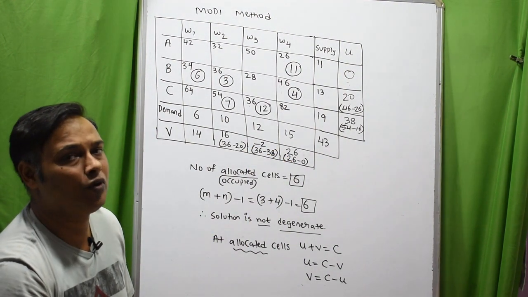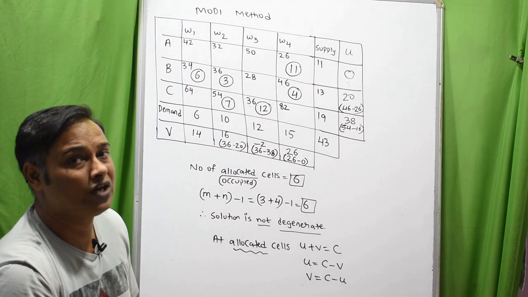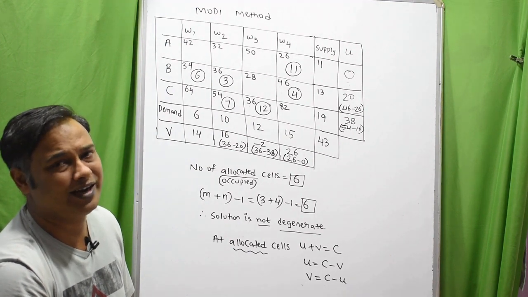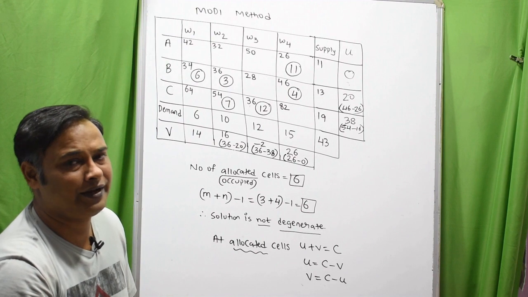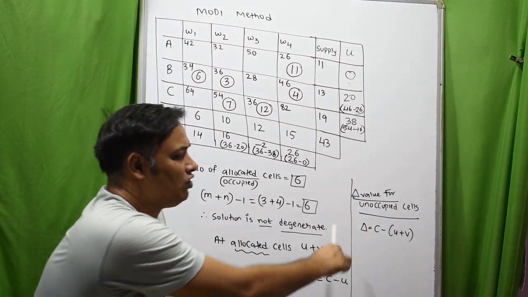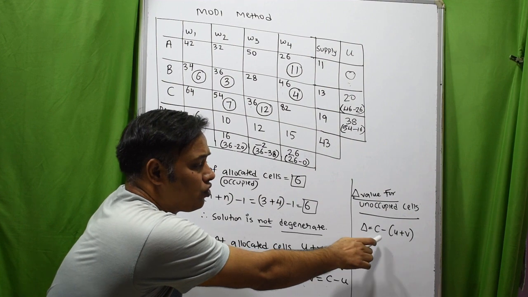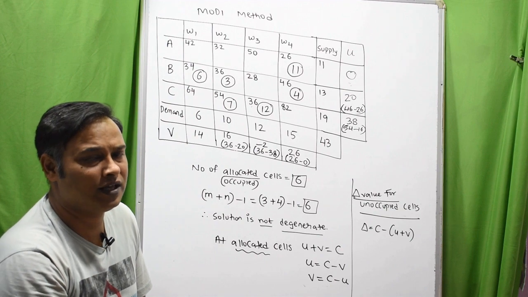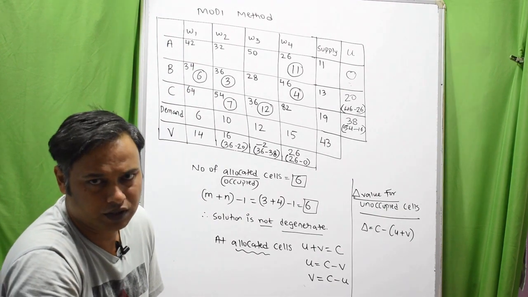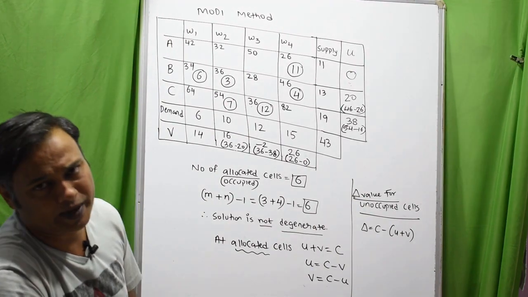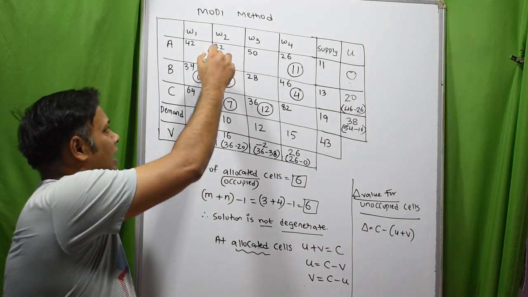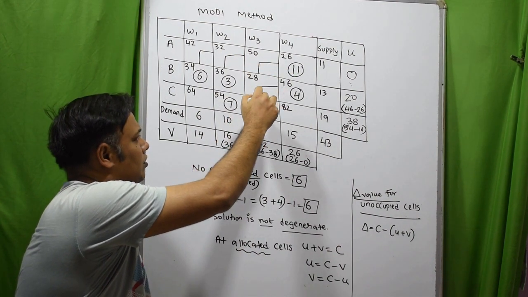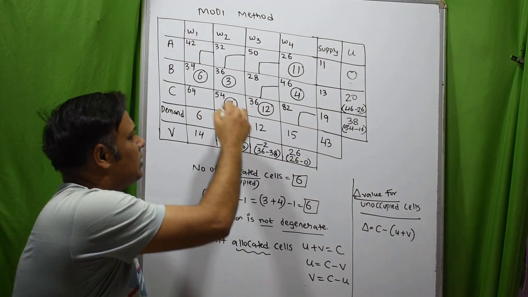And now I will jump on the unallocated cells, that is the unoccupied cells. For unoccupied cells, we are going to use a formula to calculate the delta value, which will be the indicator whether this is the best solution or not. Now the delta value for an unoccupied cell will be delta equals cost minus (u plus v). This we calculate just for the sake of finding out whether my given solution is optimal or not. Now let us calculate the delta values for unoccupied cells, and I will write those delta values in the bottom right side of the unallocated cells.